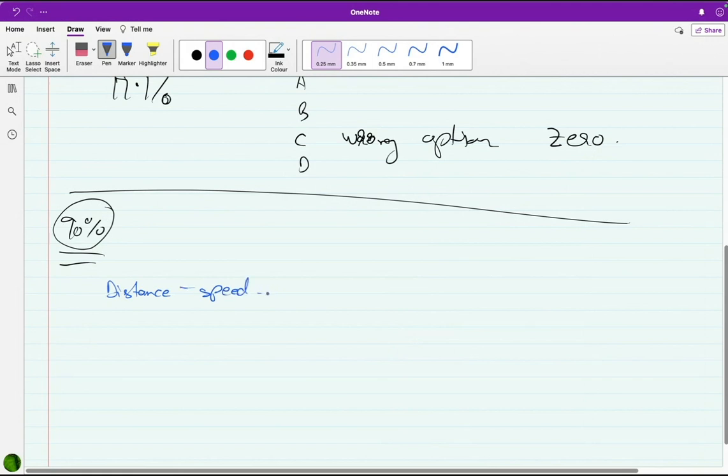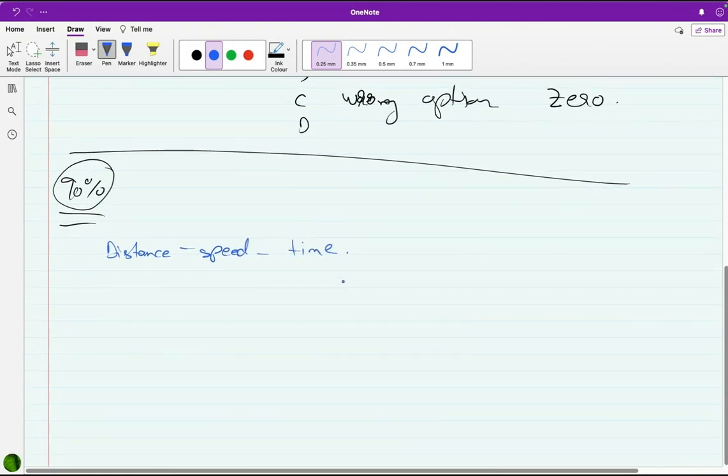And the third variable is time. Do you remember the formulas? Yes. Can you name any? Yes, sir. Distance is speed times time. That's the most simple one. Speed times time. And do you remember average speed?